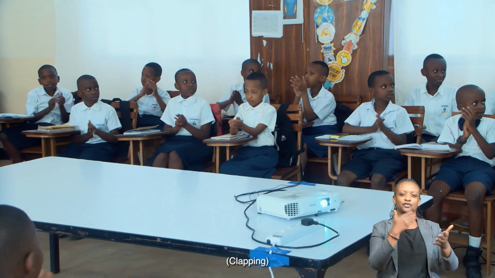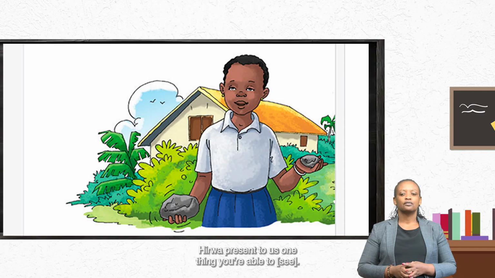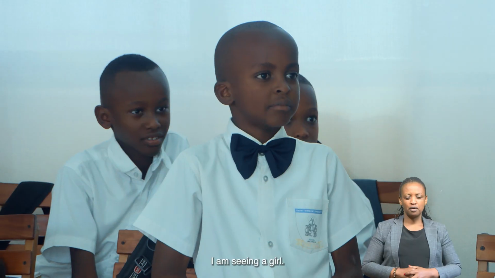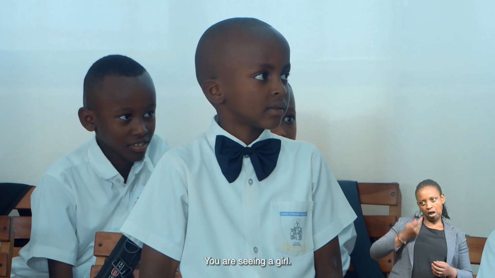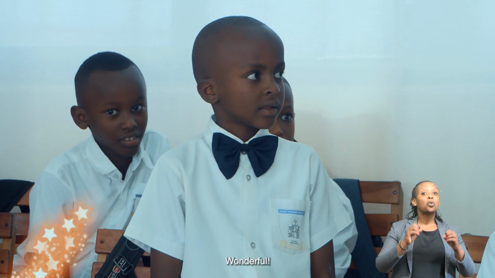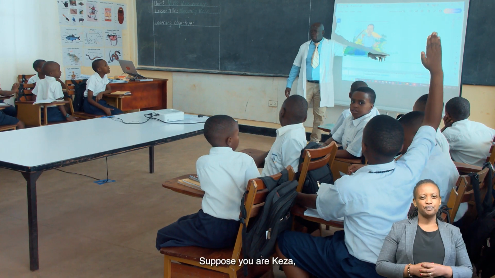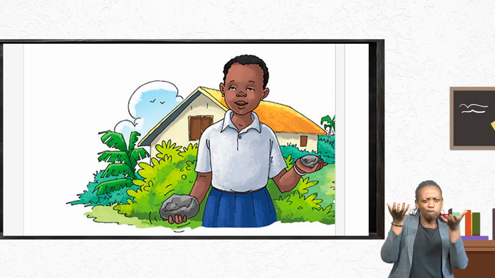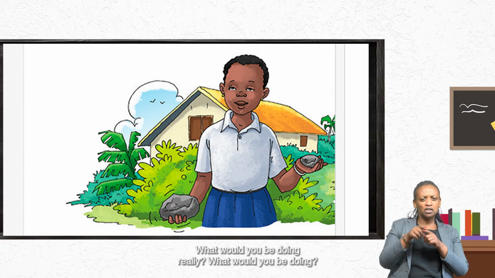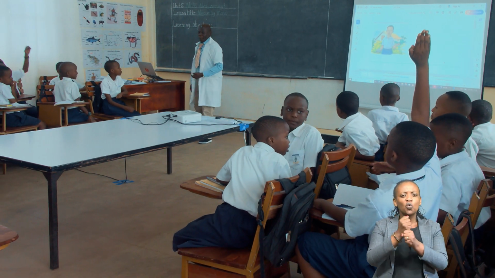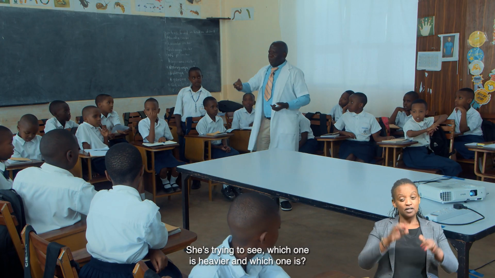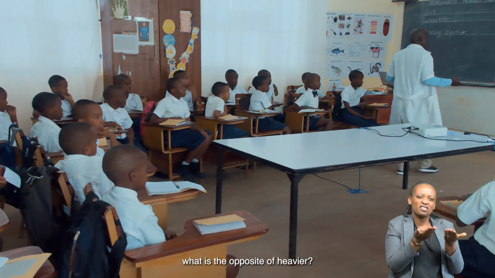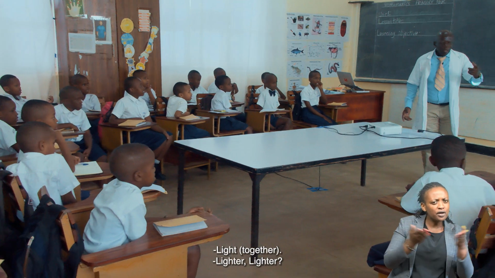That's great. Hirwa, present to us one thing that you are able to see. I am seeing a girl. You are seeing a girl. Wonderful. Suppose you are Keza and you are holding two stones like this. What would you be doing? She's trying to see which one is heavier and which one is lighter. What is the opposite of heavier? Lighter.